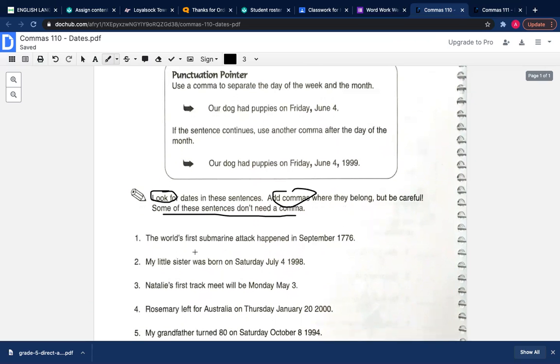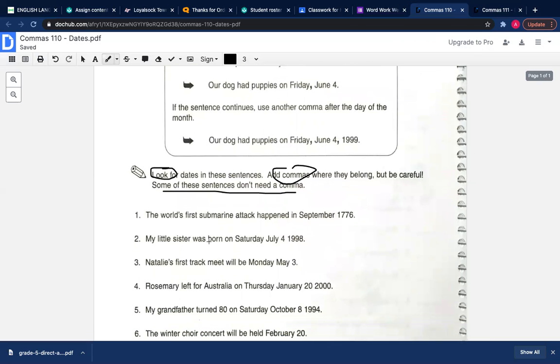Okay? So, look here. The world's first submarine attack happened in September 1776. Okay, if you remember from yesterday, when we just have the month and the year, we don't need a comma in between. There's nothing that we need to change here. That one's correct.